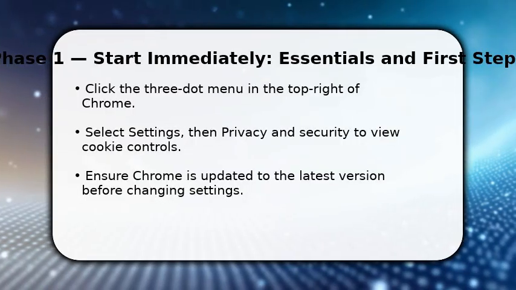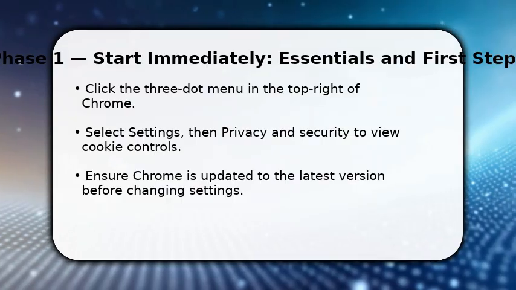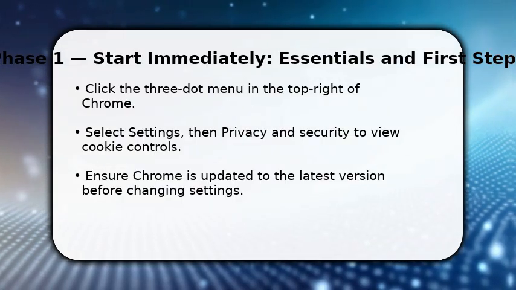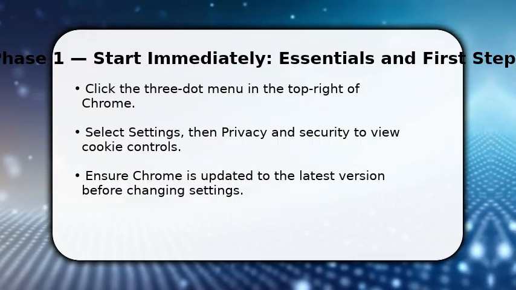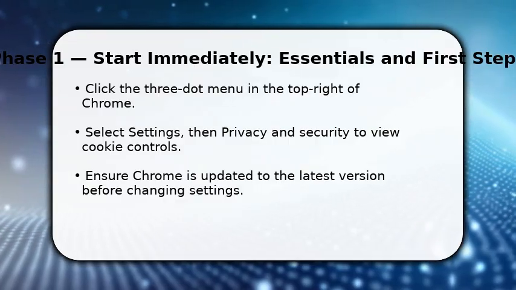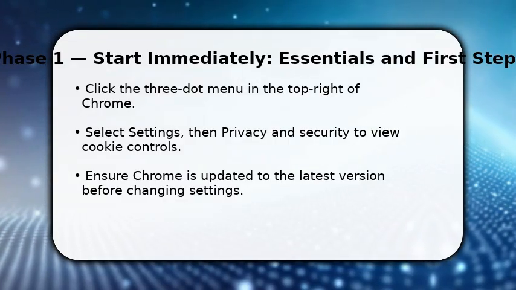You start by opening Chrome and getting straight to Settings. Click the three-dot menu in the top right. Once there, choose Privacy and Security so you see cookie controls. Make sure Chrome is updated to the latest version because older builds may hide options or behave differently.